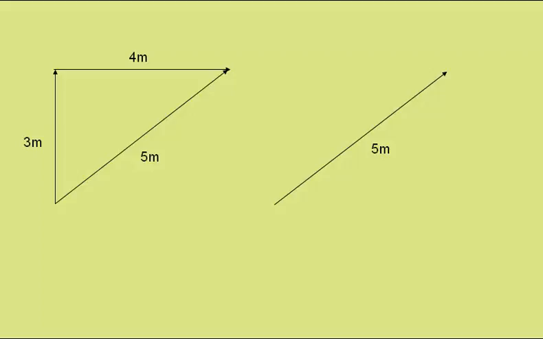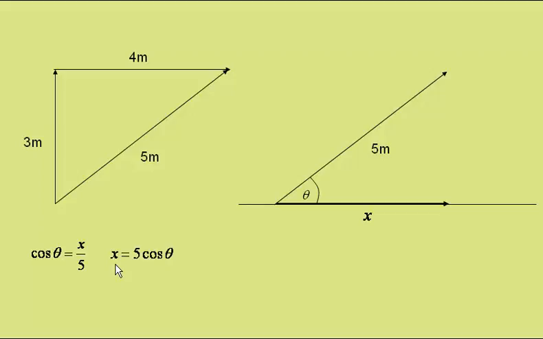vector. To find the vector in the horizontal direction, I've put a baseline here. We'd be given this angle theta generally in the question, and we want to find the horizontal vector x. We know that cosine of theta will be adjacent over hypotenuse, which in this case is x over 5, and so x, rearranging the equation, is equal to 5 cos theta.